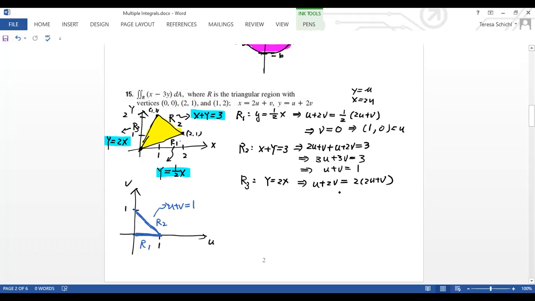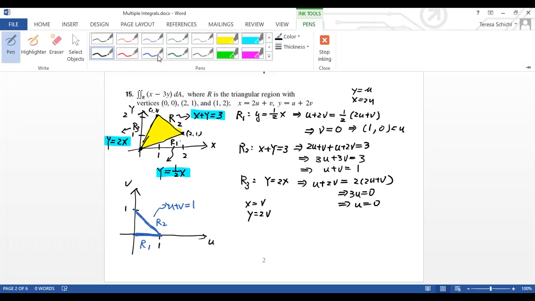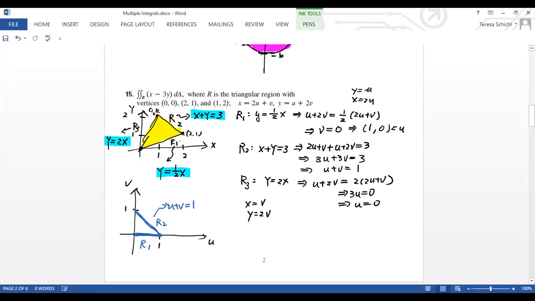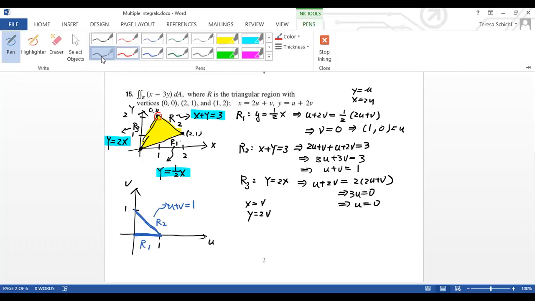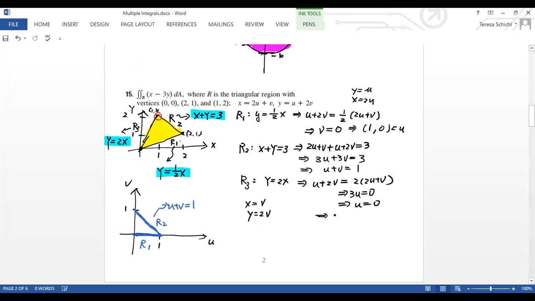Okay, so then you simplify, you get 3u equal to 0, so u equal to 0. Then x equals v, and y equals 2v, right? Now I'm looking for this point here, so it's (1, 2). So y equals 2. What is the value of v here? We know from here v is equal to 1.